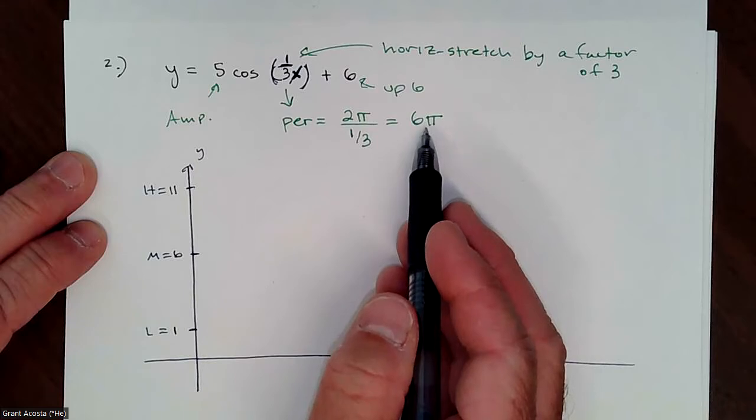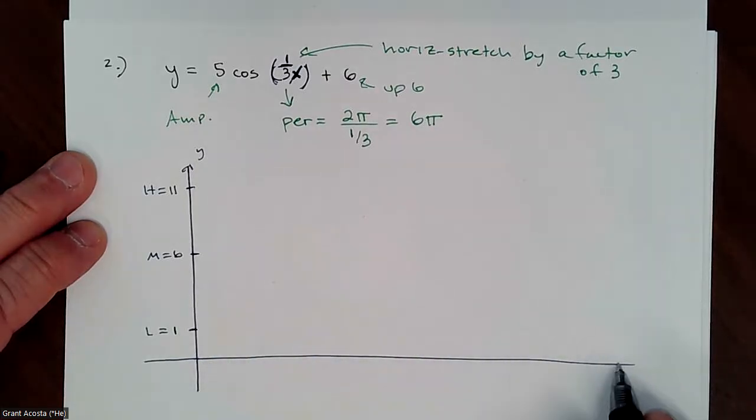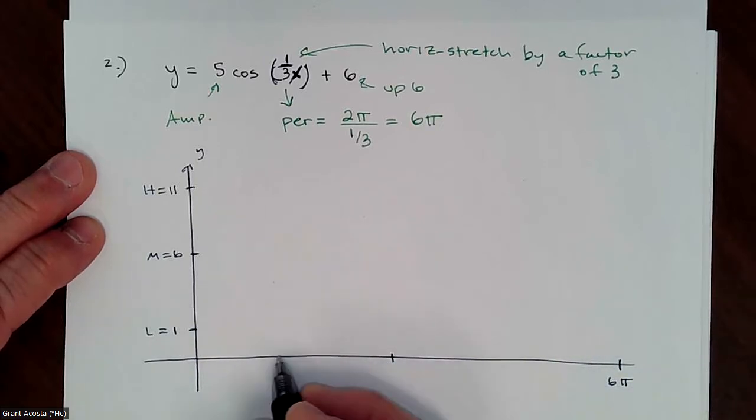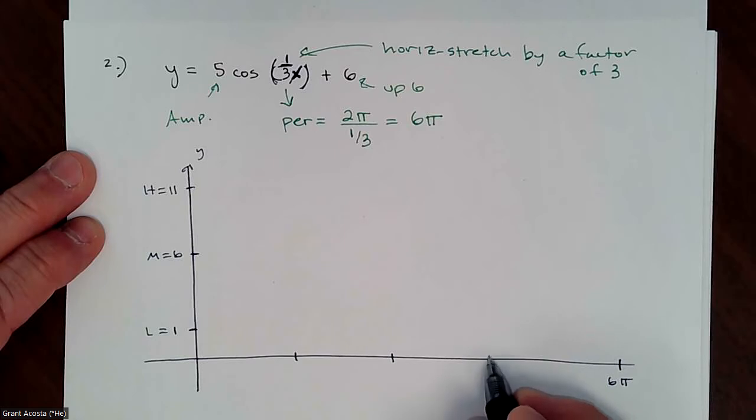The period now is going to be 6 pi, but it still has a cosine or a sine graph, still has 4 parts to it, so we're still starting at 0. We're going to finish this at 6 pi, but we now have to figure out what these new quarter points are on our cosine graph. There's a couple ways you can do this.